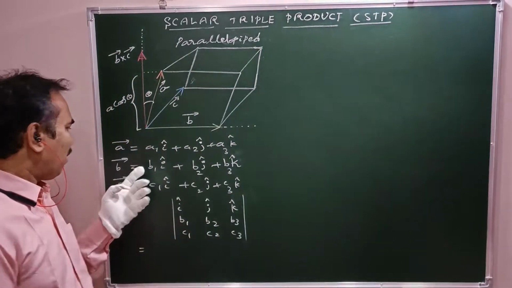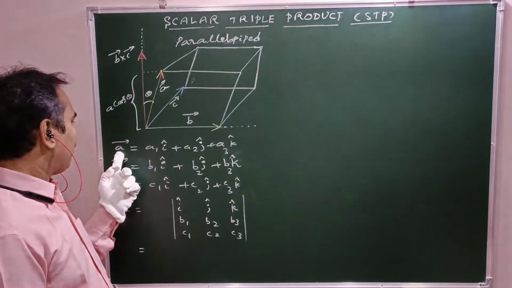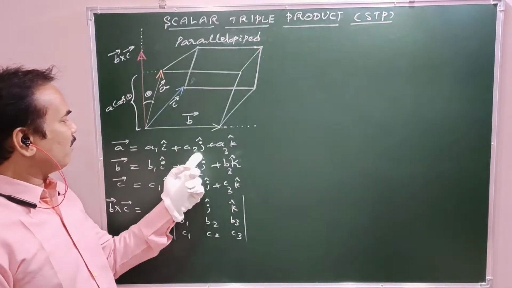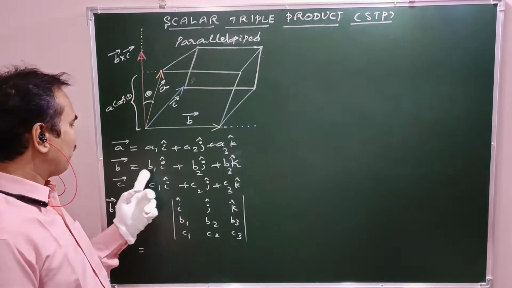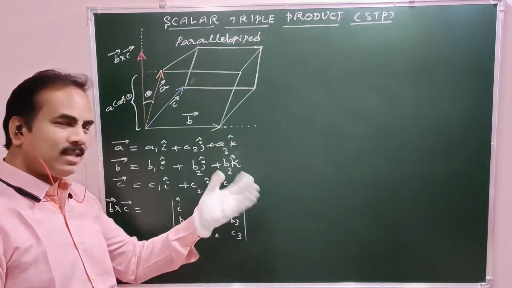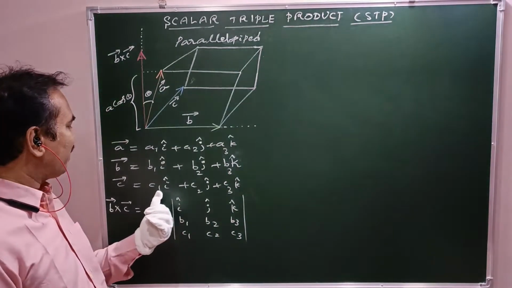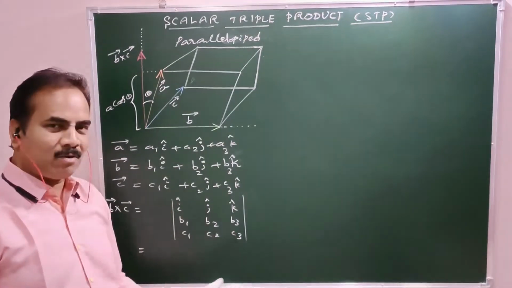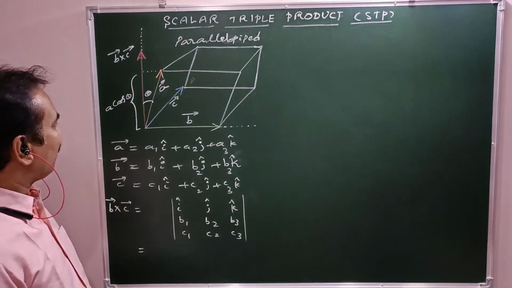Let us see. Here we have three vectors. Say a bar equal to a1 i plus a2 j plus a3 k. b bar equal to b1 i plus b2 j plus b3 k. And c bar equal to c1 i plus c2 j plus c3 k.